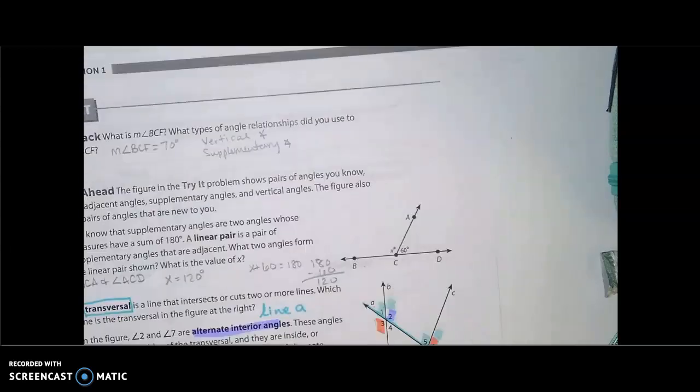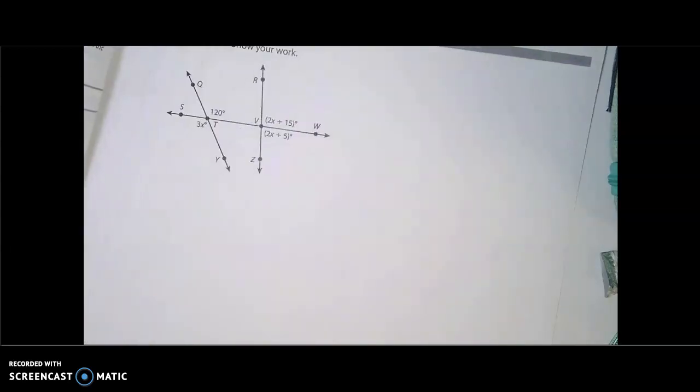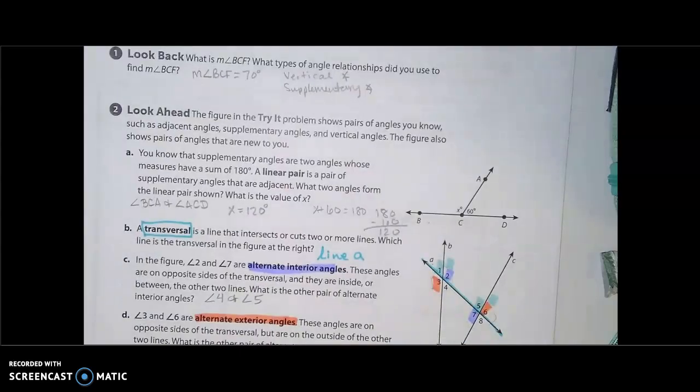The rest of the packet that you got, where it says prepare describing angle relationships, that is your assignment today. If you have any questions, please reach out. Have a wonderful day.